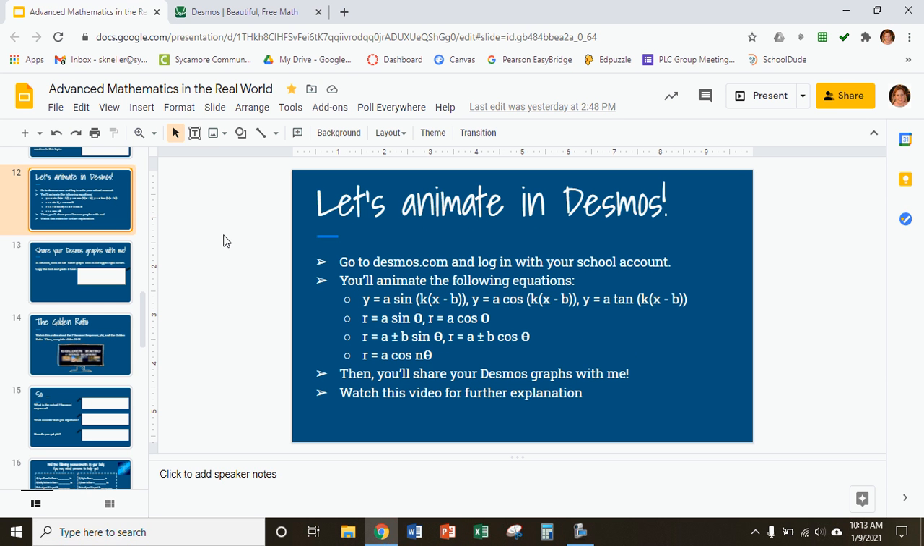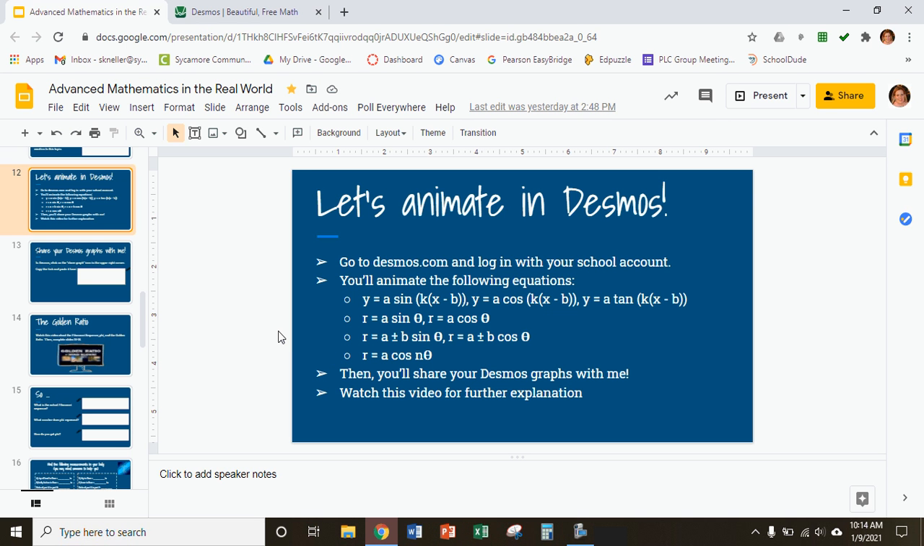So here's the slide that talks about the different equations that I'd like you to try out in Desmos. These equations we're going to see in chapters 5, 6, 7, and 8. So we have some sine and cosine and tangent functions. We'll see those in 5 and 6. And then these other ones that start with r equals, those are polar equations, and we'll see those in chapter 8.